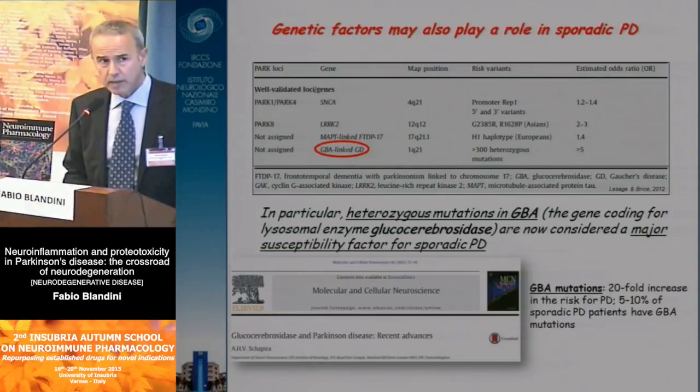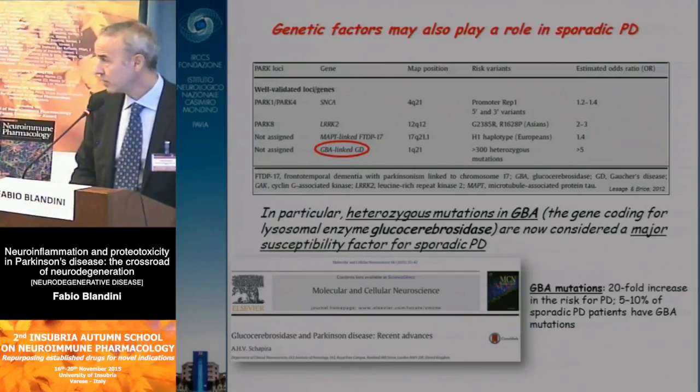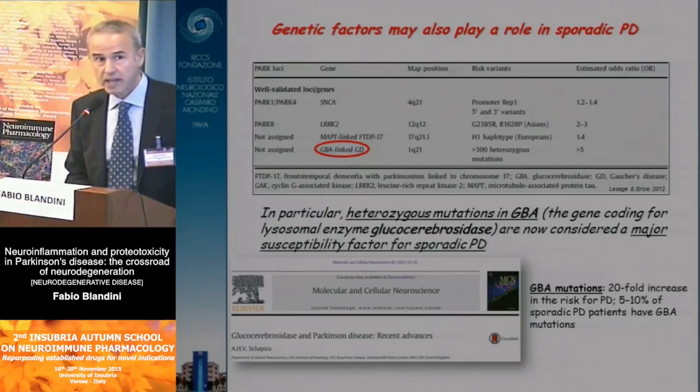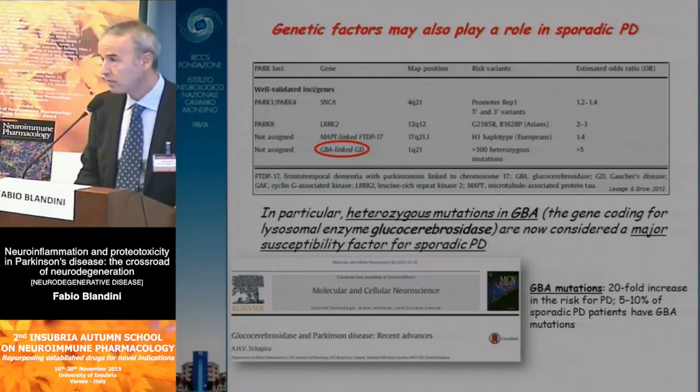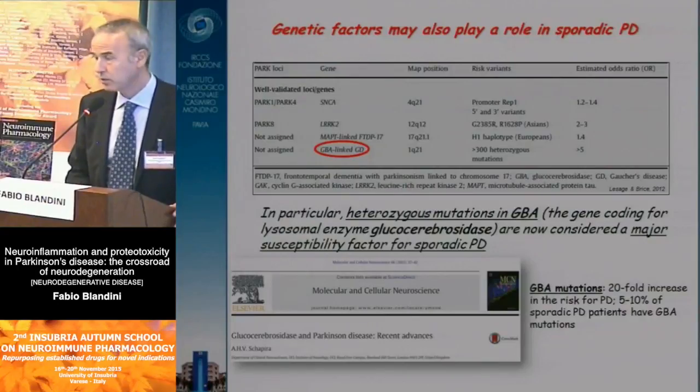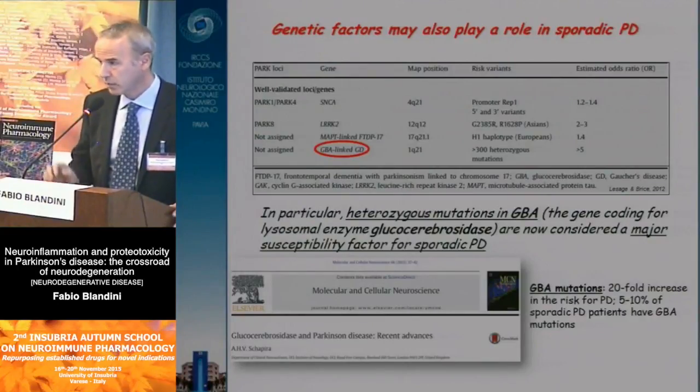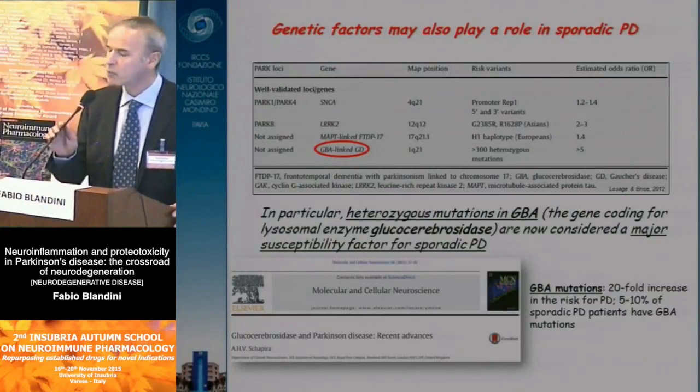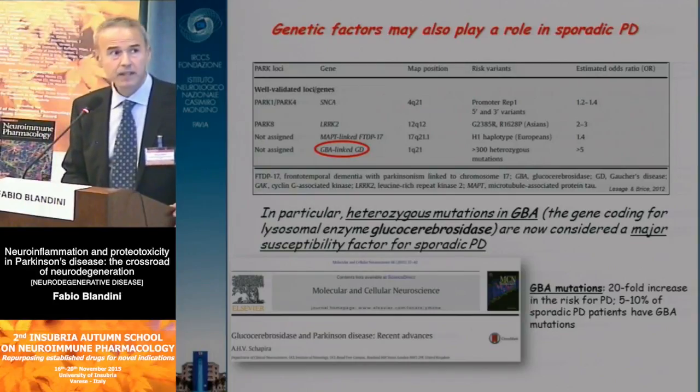In fact, GBA mutations increase the risk by 20 times, which is quite something. And if you run GBA testing in sporadic PD patients, you will find that between 5 and 10% of all patients with Parkinson's disease carry this heterozygous mutation in the GBA gene, GBA1, to be precise.